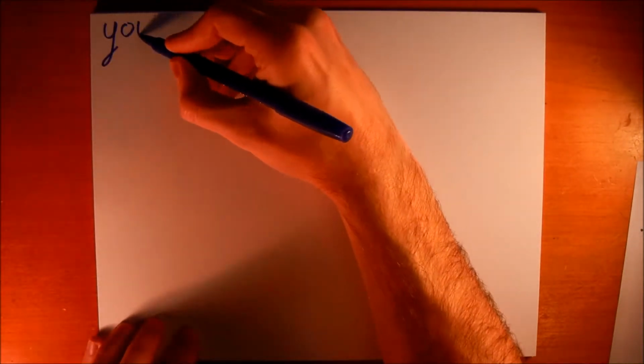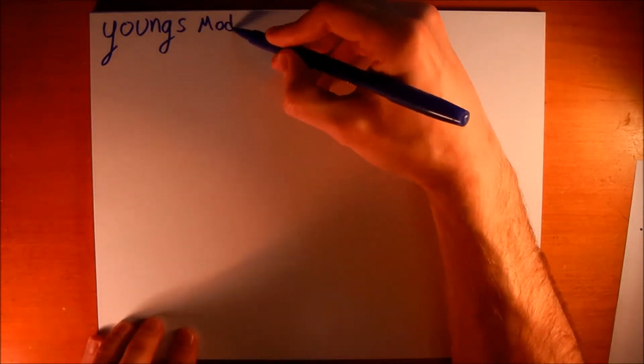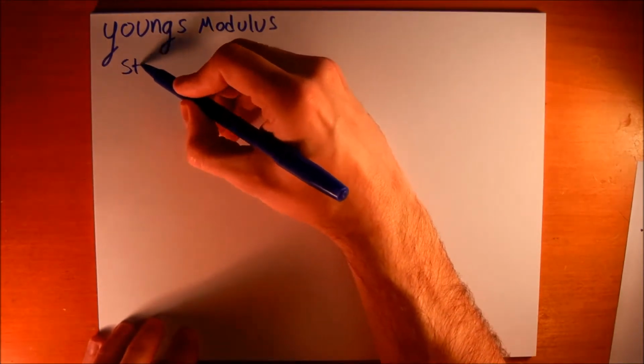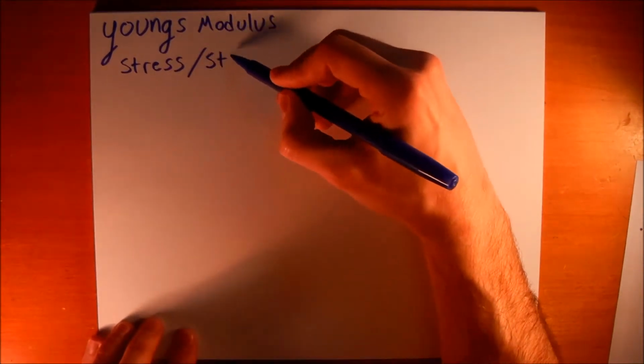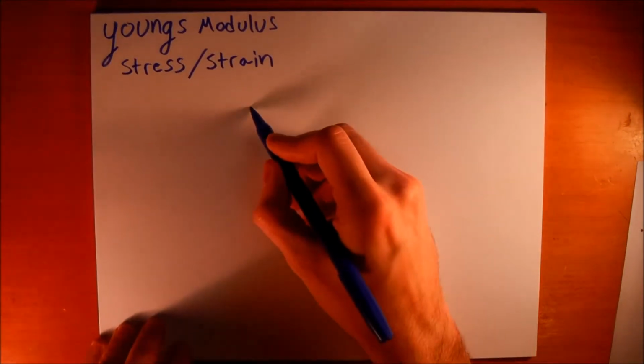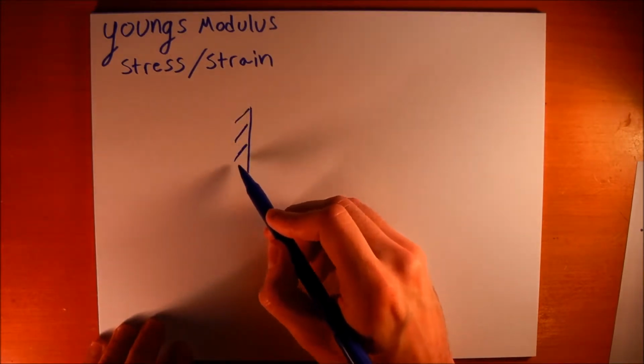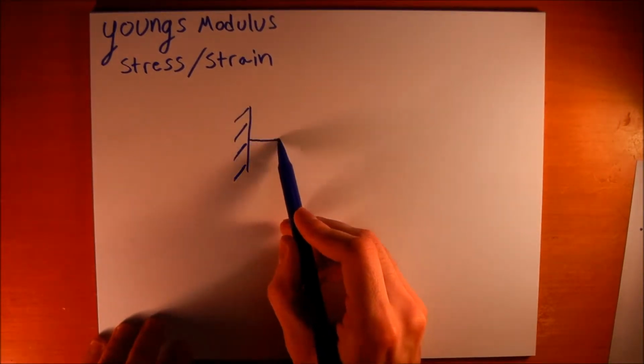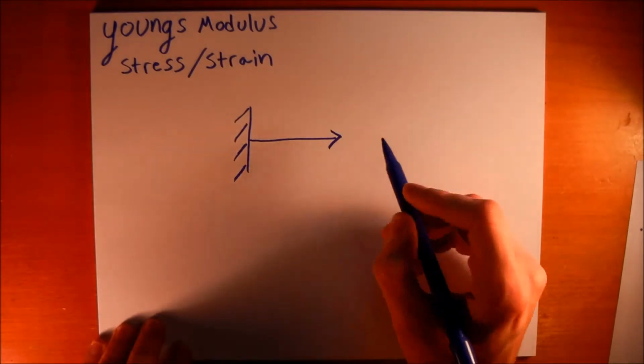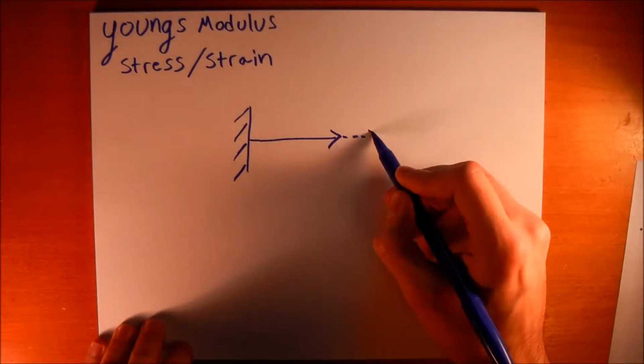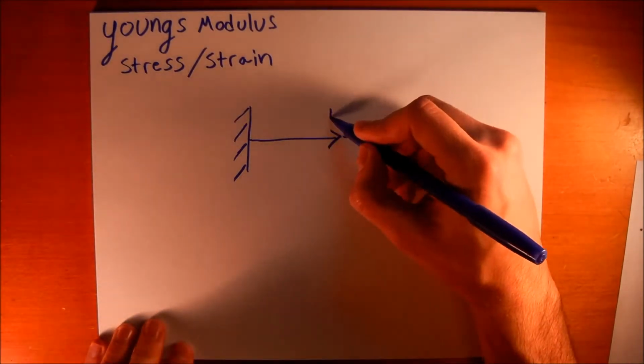In this video, we're going to look deeper into the concept of statics by looking at stress, strain, and how they relate to another term called Young's modulus. Let's say we have a wall. Attached to this wall is some sort of string, rope, or rod, something that we can pull upon. We're curious how much this object stretches or elongates when we pull upon it.